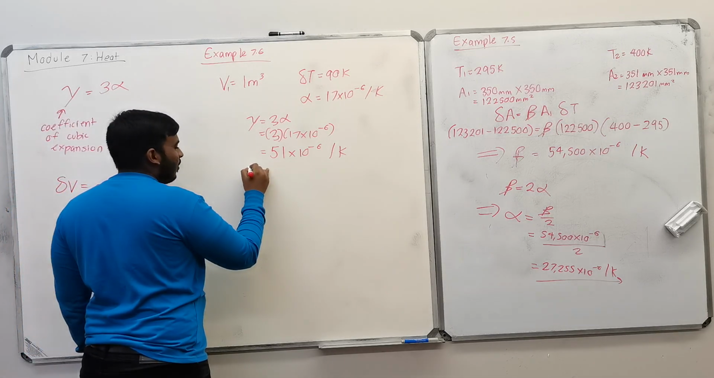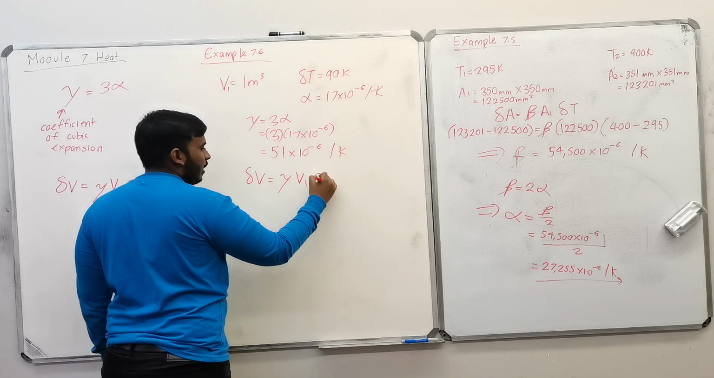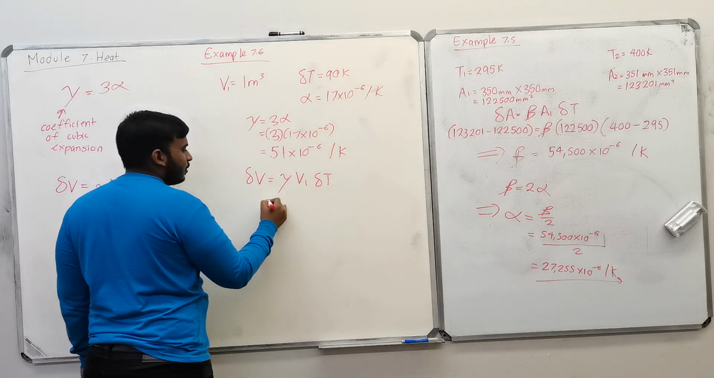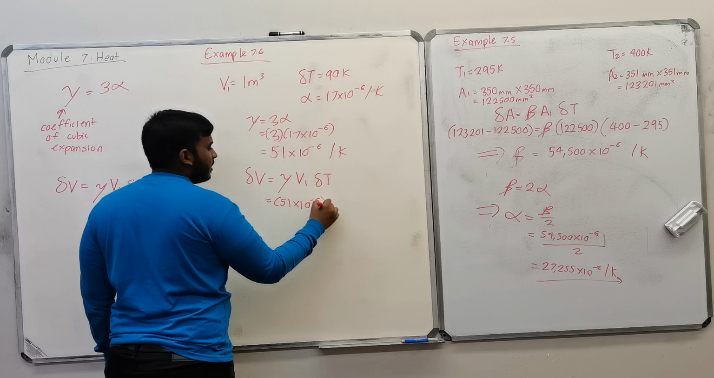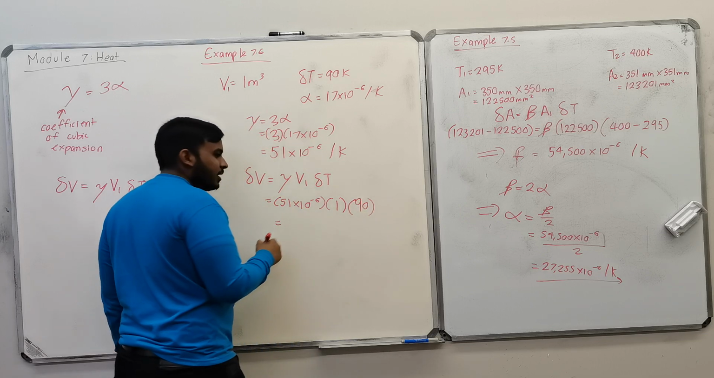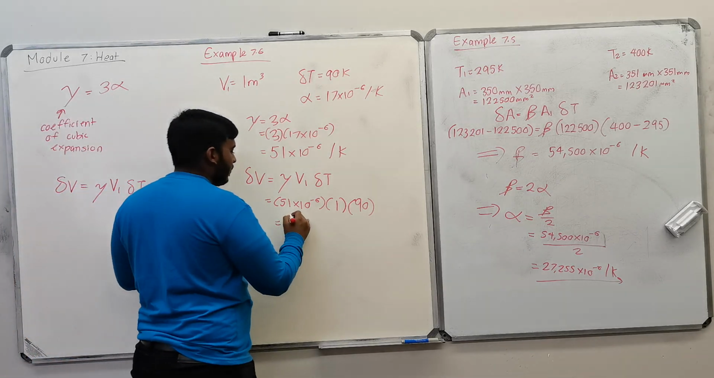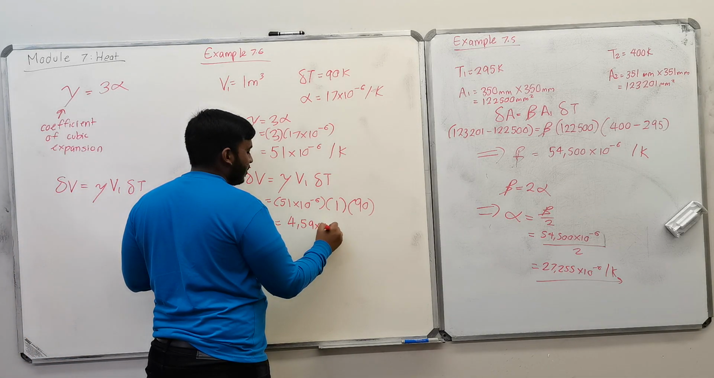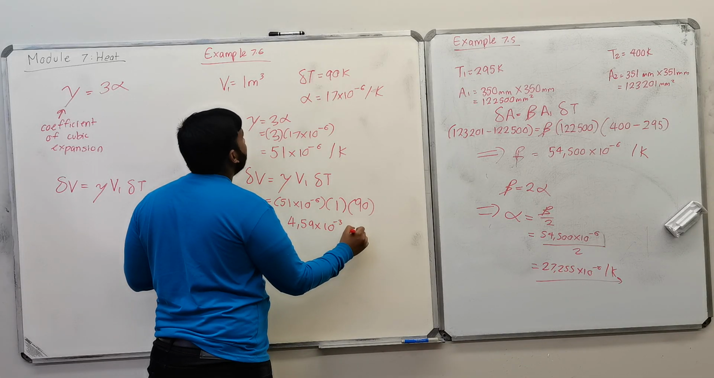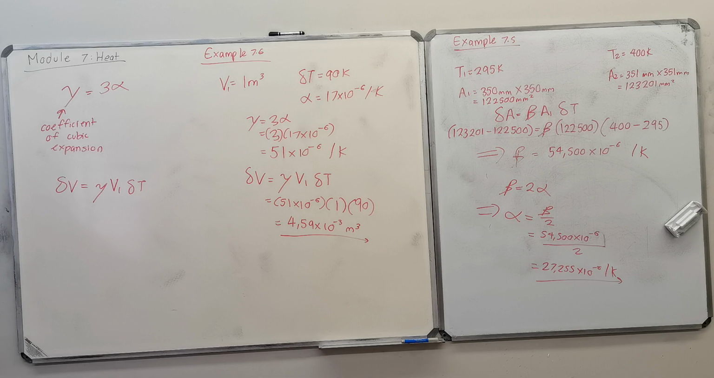Your formula is your change in volume is equal to your coefficient of cubic expansion multiplied by your original volume multiplied by your change in temperature. So this here is 51 times 10 to the minus 6. Your original volume is 1. Your change in temperature is 90. So your answer is 4.59 times 10 to the minus 3 meters cubed. So that means that the volume increased by 0.00459.